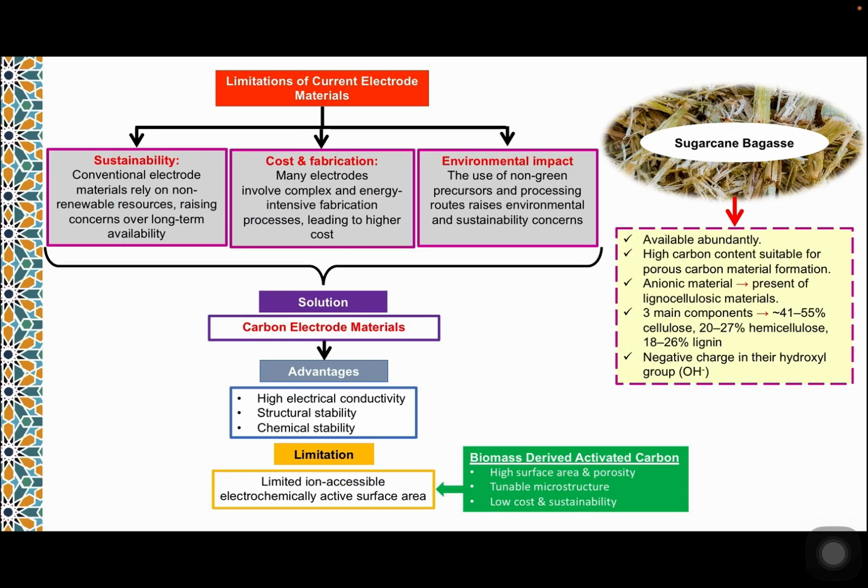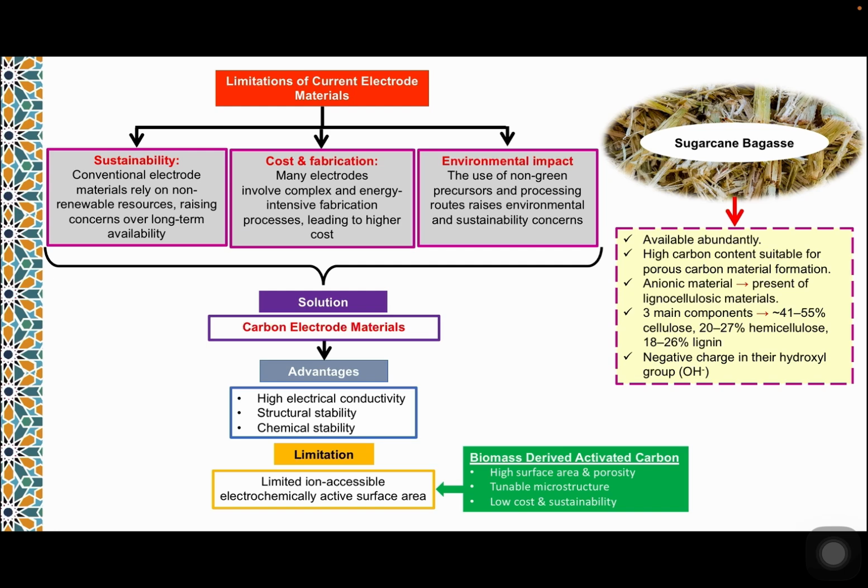Among all of these electrode materials, there are a few limitations that can be highlighted. First of all, it is on its sustainability, where conventional electrode materials rely on non-renewable resources, which raises concern over long-term availability. It also involves complex and energy-intensive fabrication processes, which lead to higher costs, and it also has environmental impact, where its processing routes raise environmental and sustainability concerns.